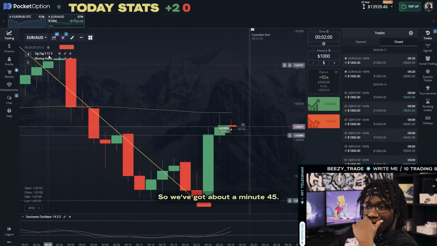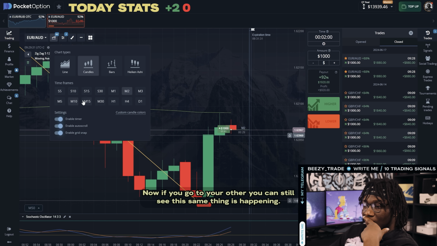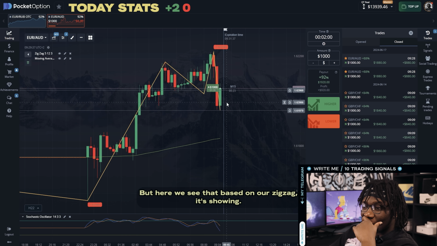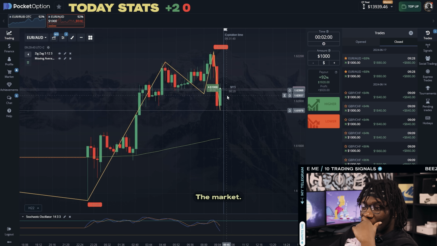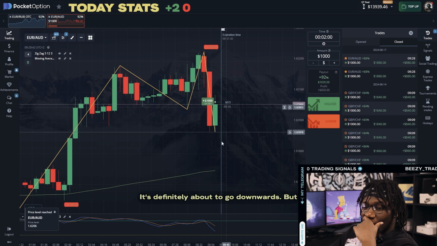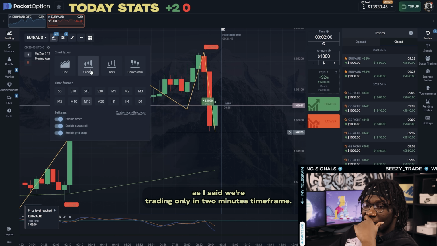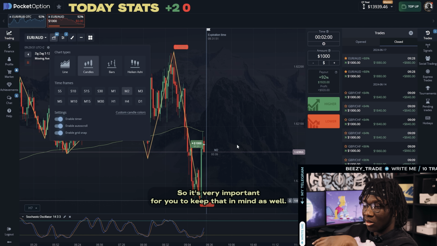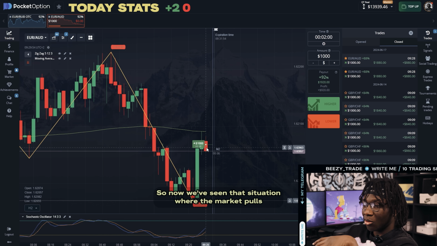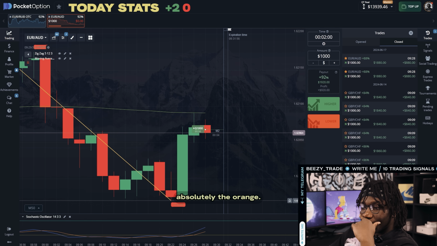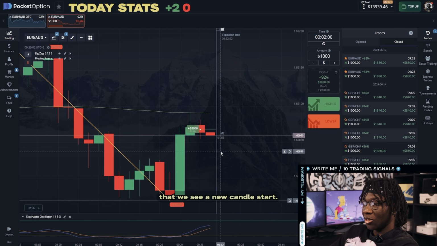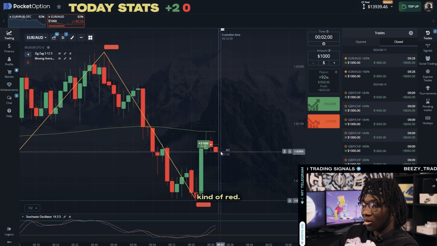So we've got about 1:45. Now, if you go to your order, you can still see the same thing is happening. But here we can see that based on our zigzag, it's showing the market is definitely about to go downwards. But as I said, we're trading only in 2 minutes time frame, so it's very important for you to keep that in mind as well. Now we're seeing that situation where the market pulls absolutely downwards. But I think that price can still be pushed up. So we see a new candle start, and in this case, it's staying kind of red.